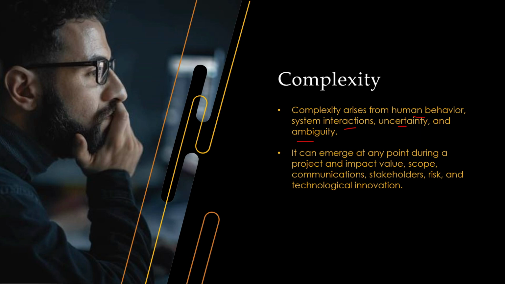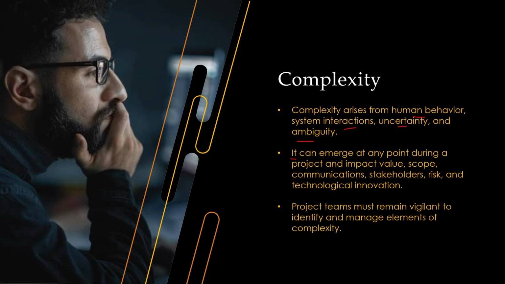Secondly, it can emerge at any point during a project, and it can impact value, scope, communication, stakeholders, risk, and even technological innovation. And when we say it, we are talking about the complexity, of course. Bottom line is that complexity is not static. It can surface unexpectedly due to various events or conditions. Whether it's a sudden change in technology or evolving stakeholder expectations, these factors can disrupt even the best laid plans, affecting every aspect of the project from value creation to risk management.